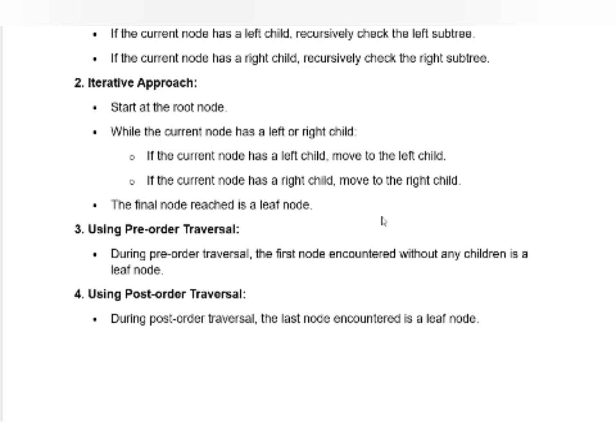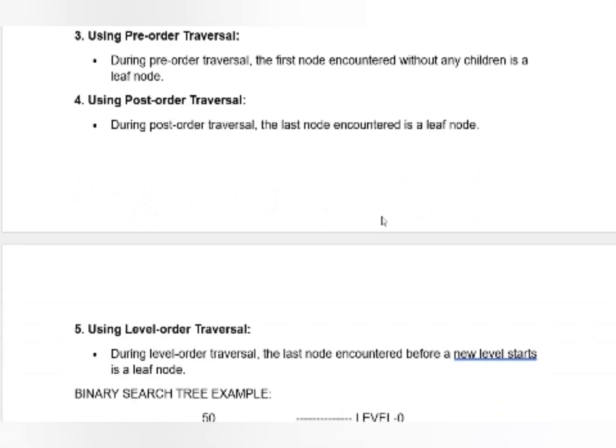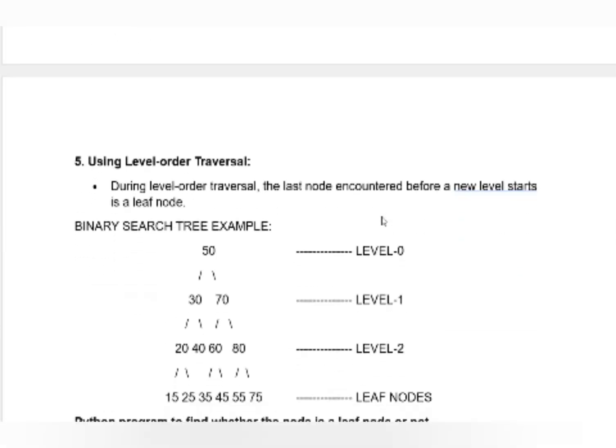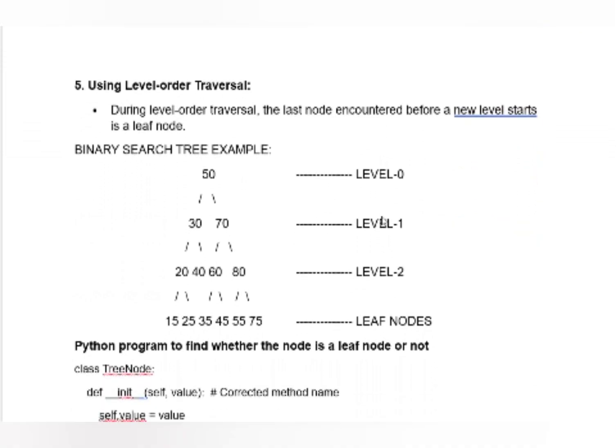We can also use some traversal techniques to find whether a node is a leaf node or not. We will consider pre-order traversal: the first node encountered without any child is a leaf node. In post-order traversal, the last node encountered without any child we can call a leaf node. In level order traversal, the last node encountered before a new level starts will be known as a leaf node.